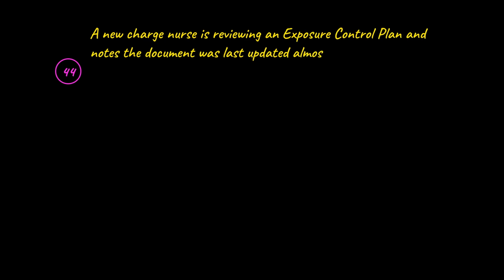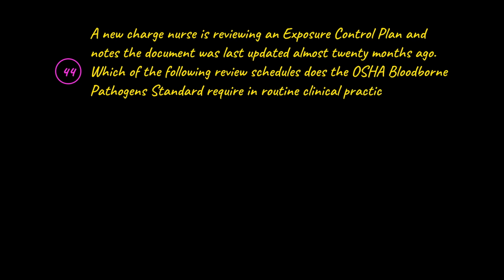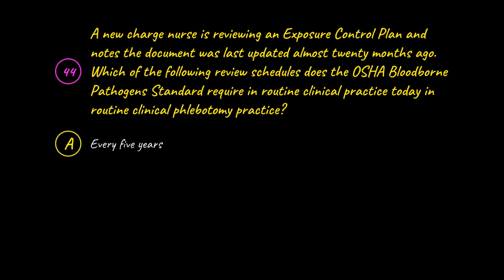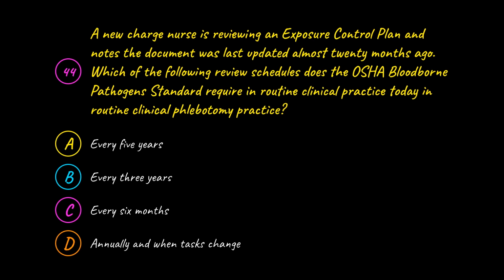Question 44. A new charge nurse is reviewing an exposure control plan and notes the document was last updated almost 20 months ago. Which of the following review schedules does the OSHA Bloodborne Pathogens standard require in routine clinical phlebotomy practice today? Your options are A. Every 5 years, B. Every 3 years, C. Every 6 months, D. Annually and when tasks change. What's your answer? Commit to one before I continue.